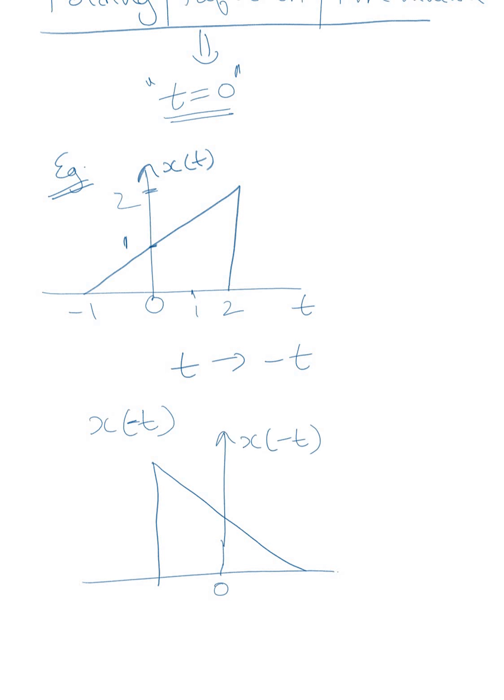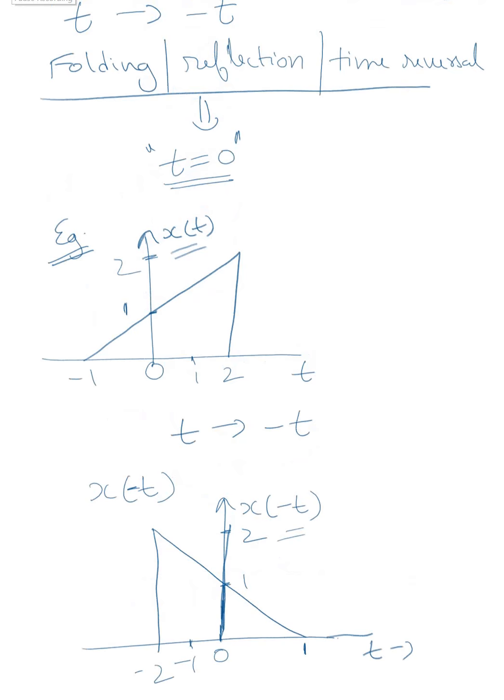X of minus t will look like something. So you can compare x of t with x of minus t. It is the reflection of the signal, reversal of the signal at the axis t is equal to 0. The similar kind of scenario will also occur in the discrete time signal.